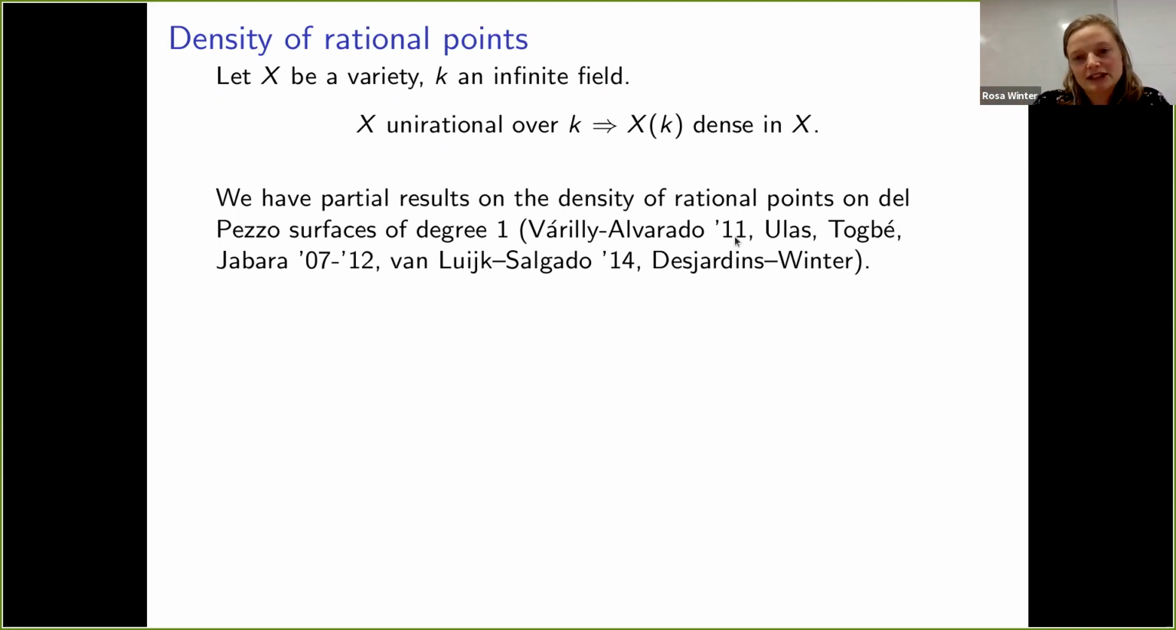Barilli Alvarado in 2011, and then there was a series of results building on each other by Ulas, Togbay, and Jabara in 2007-2012, and then Van Luijk and Salgado had a result in 2014, and then joint with Julie Desjardins, we have a preprint that we submitted earlier this year with a result on density of rational points.